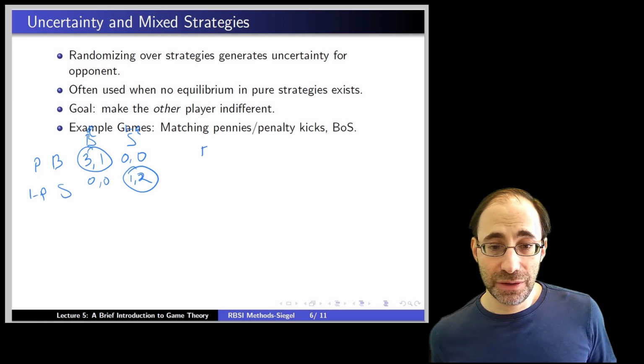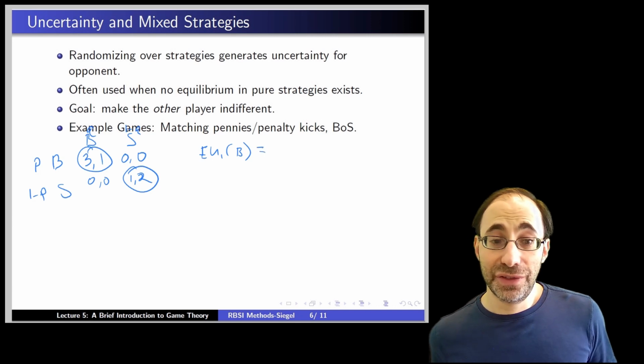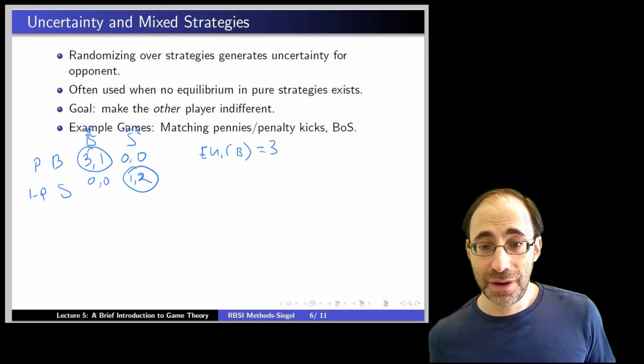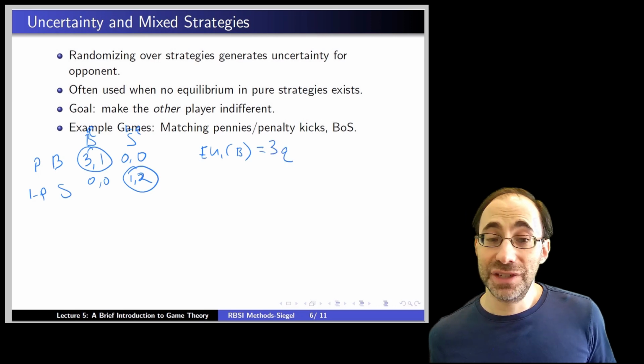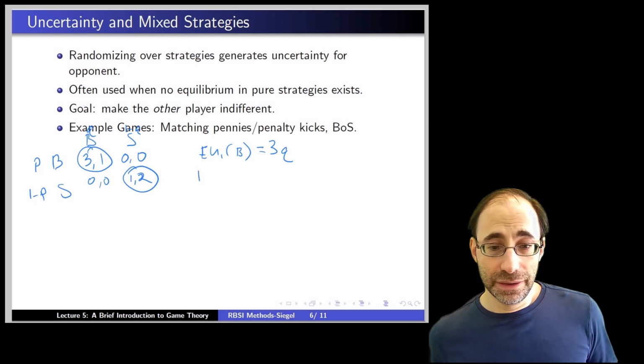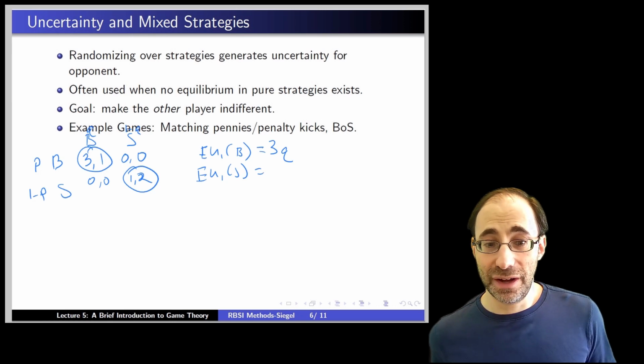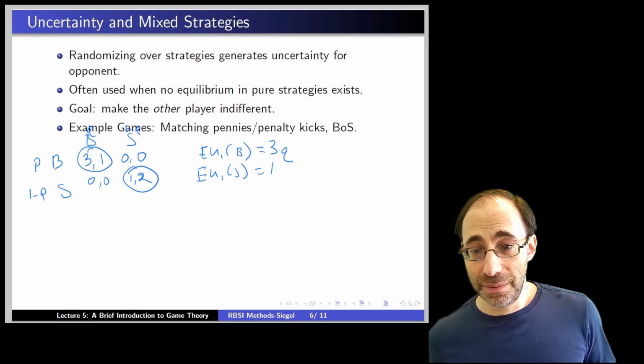First we figure out the expected utility for player 1 to play B. What is that? Well, they get a payoff of 3 whenever player 2 plays B, which happens with probability Q, and a payoff of 0 otherwise, so we'll just leave that off. Now what's their payoff for playing S? Well, they get a payoff of 0 when player 2 plays B, so we'll leave that off. And they get a payoff of 1 when player 2 plays S, which happens with probability 1 minus Q.